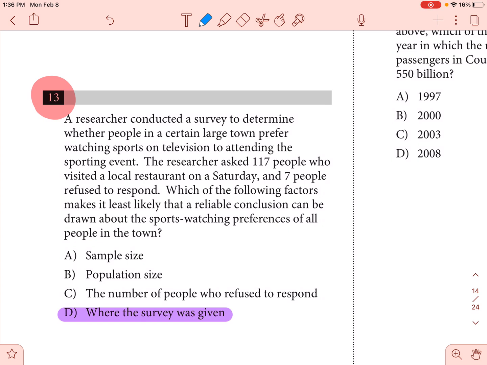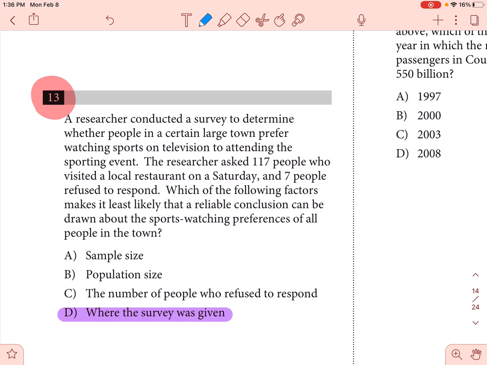Doesn't it make sense that if I was conducting an experiment, and I wanted to know if people liked to watch sports on TV or in person, it wouldn't make sense just to go to a restaurant on a Saturday. There's sports on Saturdays, so we're gonna assume that the people at a restaurant on a Saturday will probably say that they like to watch sports on TV. They would be at a sporting event if that was their preferred situation, or at least we can kind of assume that. So it's the location. That's not really giving us a good picture of what everyone in the town would have to say, okay?